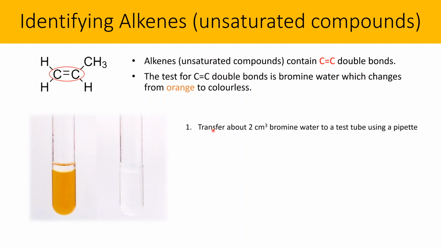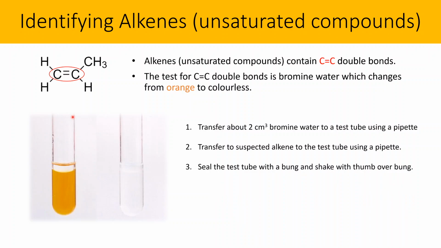So the first thing we're going to do is transfer about 2 cm³ of bromine water to a test tube using a pipette. That's the bromine water in the test tube there. Then we're going to use a pipette as well to put the suspected unsaturated compound into the test tube. Remember, it'll float on top to begin with because of its lower density. Then we're going to bung it up on the top, put our thumb over the bung and shake it.